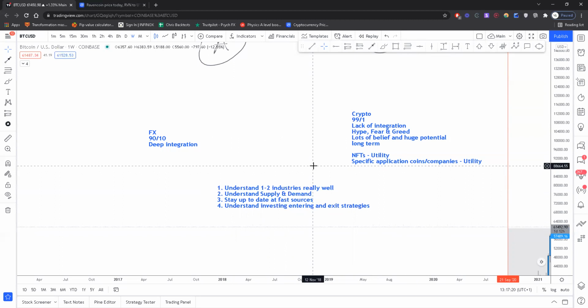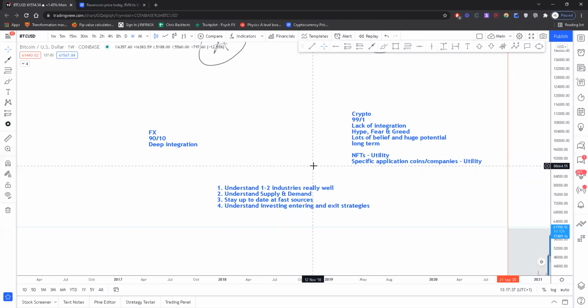and really just trying to understand the fundamentals. Is there a need for what this coin provides? Do people really need it? Do they need it right now? Do they want it right now? And how well can it deliver that? And is it undervalued or overvalued on the charts? Those are the key things. Now, obviously there are other things, but we'll talk about that in future videos.